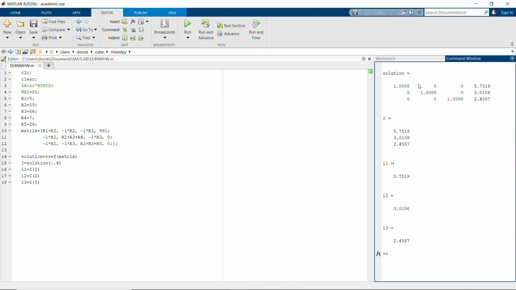So there's still equations, but they're solved equations. We have 1 I1, and that equals 5.75. 1 I2 equals 3.01. 1 I3 equals 2.45. So these are our answers right here.